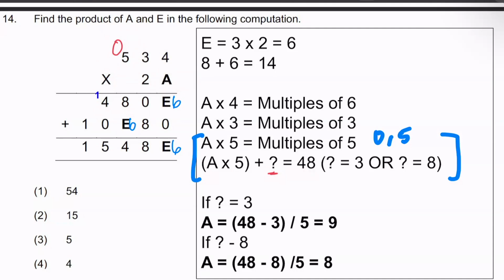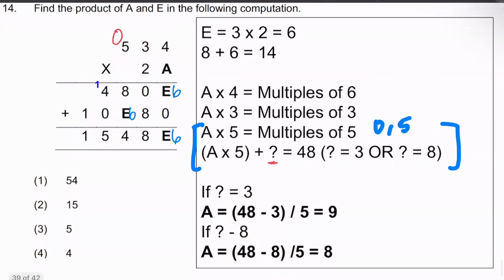So we work backwards. 48 minus this number, you must get a multiple of 5. So in order to get a multiple of 5, how do we turn 48 into a multiple of 5? Which means that the last digit must end with 0 or 5. So you look here, you either do 48 minus 3 or 48 minus 8.